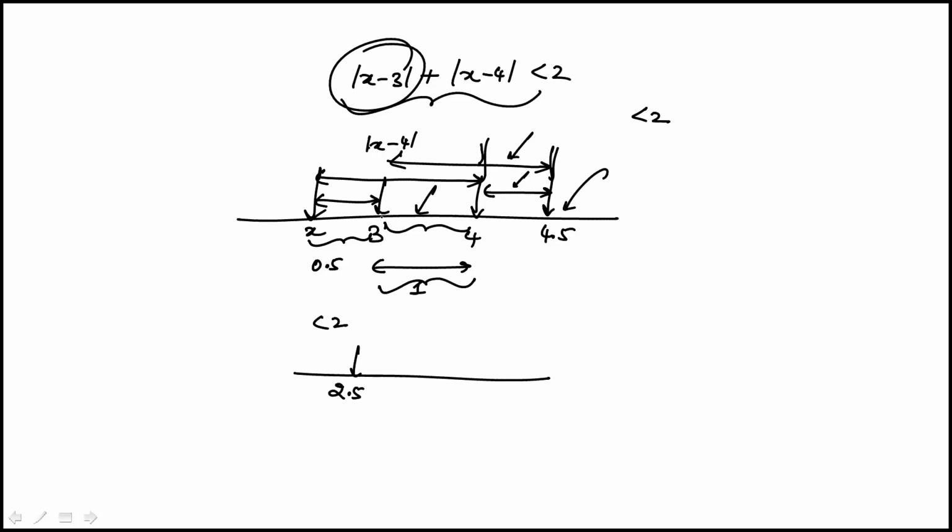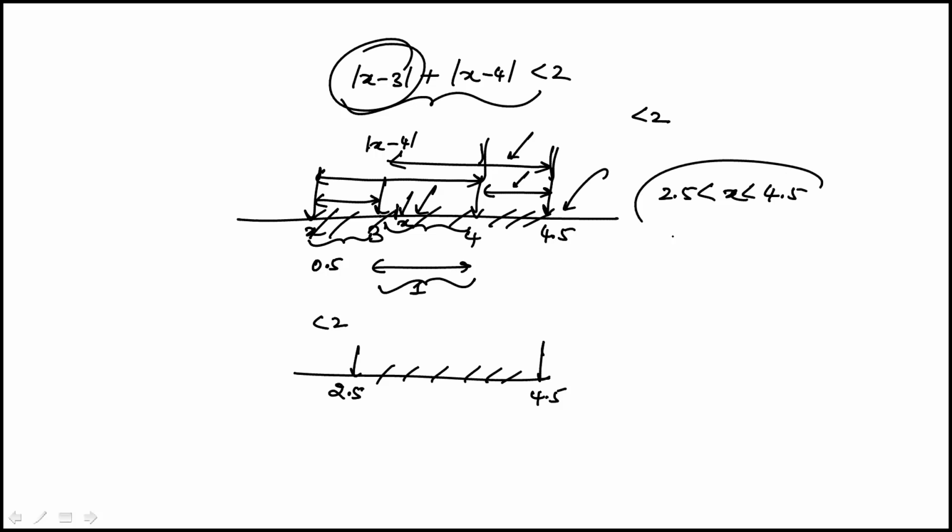And then, of course, all the points between 3 and 4 will satisfy this condition because if a point x is here, x to 3 and x to 4 will actually add up to 1. So they will satisfy. So all the points between 2.5 and 4.5 will satisfy this condition. So the equivalent inequality is x is greater than 2.5, less than 4.5. So that's how I approached it.